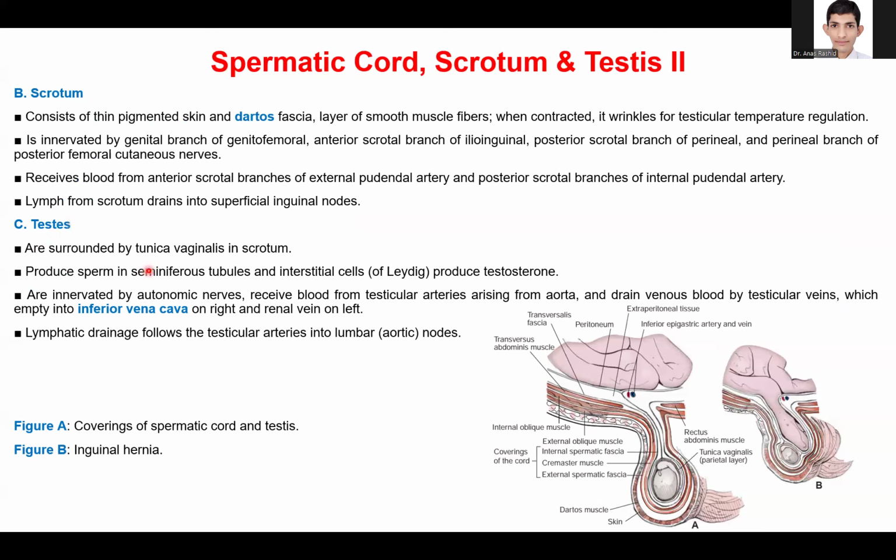Testes are surrounded by tunica vaginalis in the scrotum, produce sperm in seminiferous tubules, and interstitial cells of Leydig produce testosterone. They are innervated by autonomic nerves, receive blood from testicular arteries arising from the aorta, and drain venous blood by testicular veins, which empty into the inferior vena cava on the right and renal vein on the left. Lymphatic drainage follows the testicular arteries into lumbar or aortic nodes. Figure A shows the covering of spermatic cord and testes, and B shows the inguinal hernia.